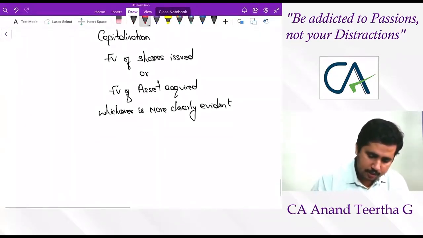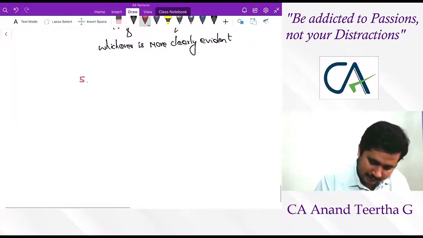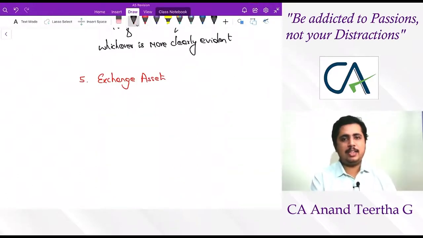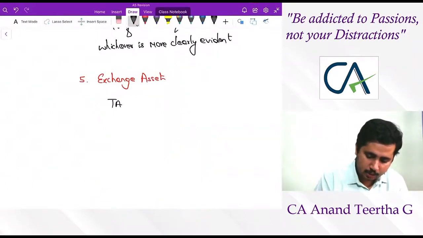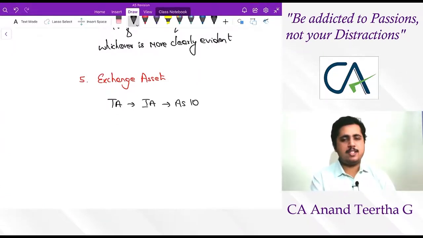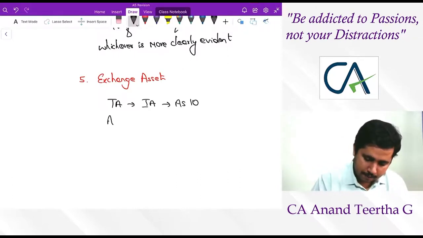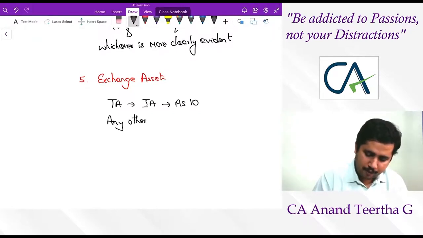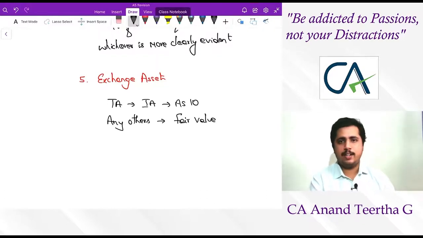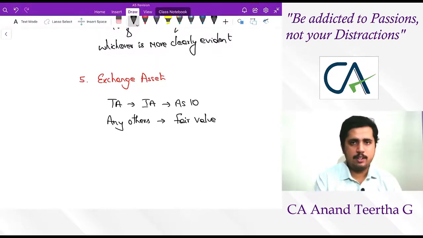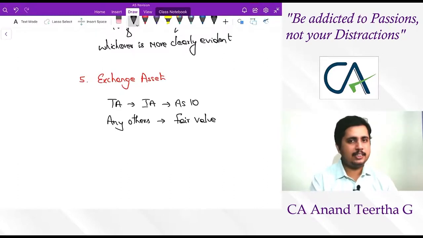Then fifth one, if it is due to exchange of assets, then what should be done? If there is any exchange of tangible assets towards an intangible asset, tangible asset to intangible asset, then go according to AS10. Principles of AS10 you apply and finish it off. Any other assets to that matter, then go with the fair value mechanism. So fair value of asset given up or fair value of asset acquired, whichever is more clearly evident. So accordingly, you have to see when exchange of assets takes place.